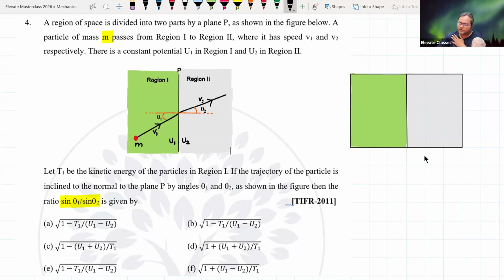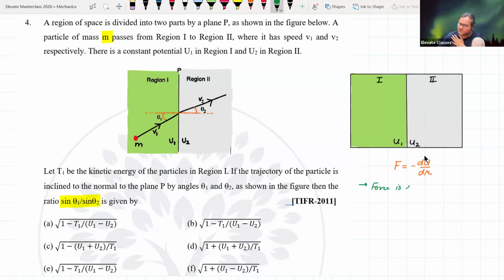What is that? If you have region 1 at constant potential U1 and region 2 at constant potential U2, then how is potential related to force? What is the relationship between force and potential? F is equal to minus dU upon dr. r could be x or y, whatever it is. So force exists along the negative potential gradient. All right, this is very important.